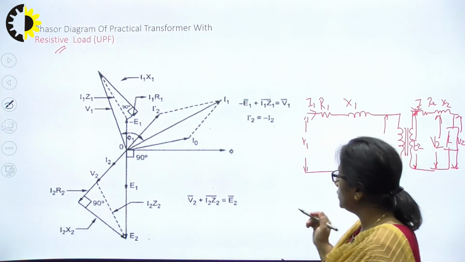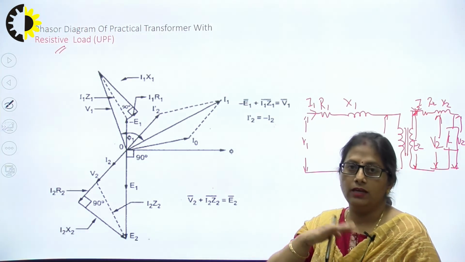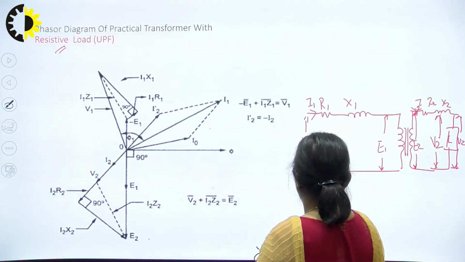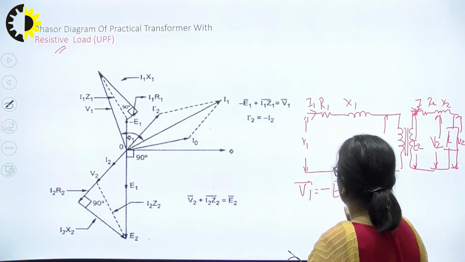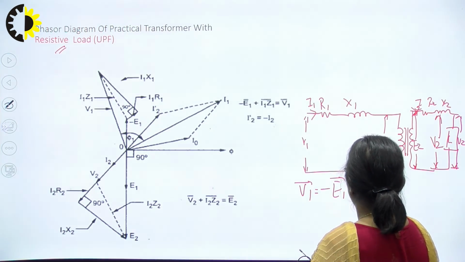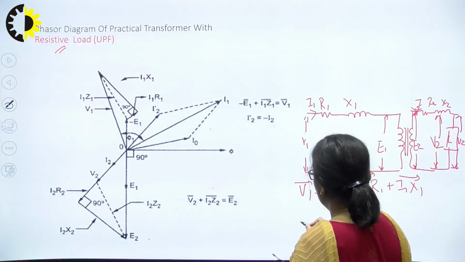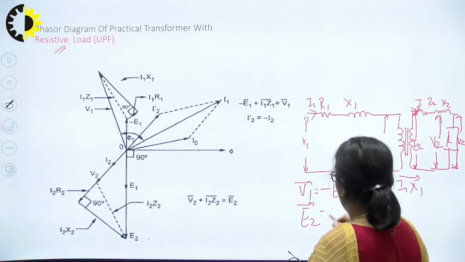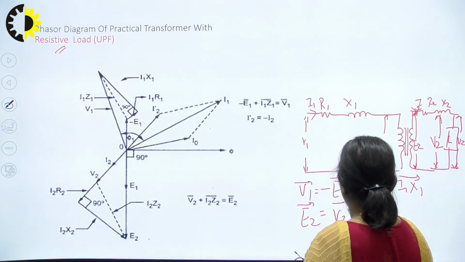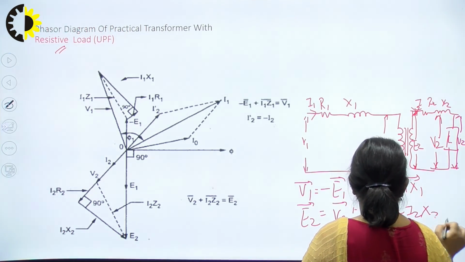Secondly, we need to remember the two equations we have given for the primary voltage: the relationship between the input voltage V1 is equal to minus E1 plus I1 R1 plus I1 X1, and for the secondary, E2 is equal to V2 plus I2 R2 plus I2 X2.